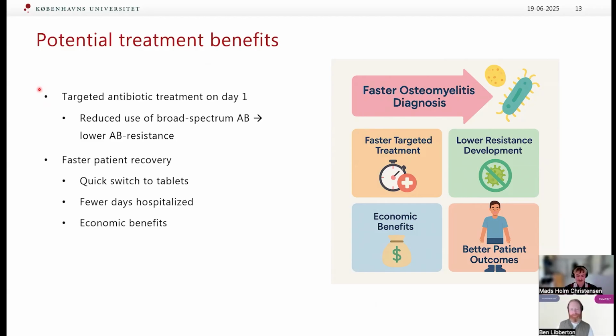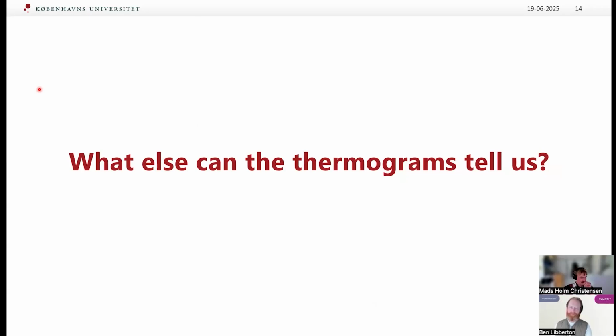So I think there's, other than what I have shown you here so far, a lot of other potential benefits with this method, and I think it can show a lot of hidden things that you can't just see with your naked eye from the heat flow thermograms. And I'm gonna talk a bit about some of those things.